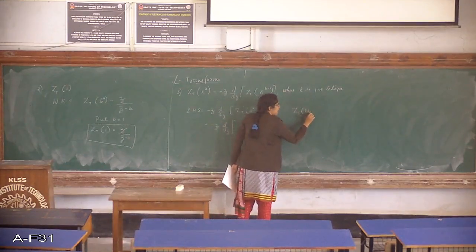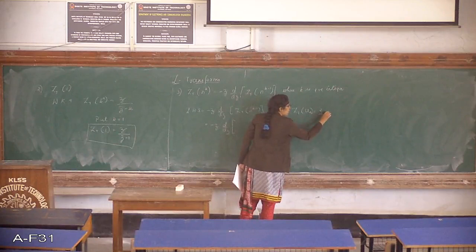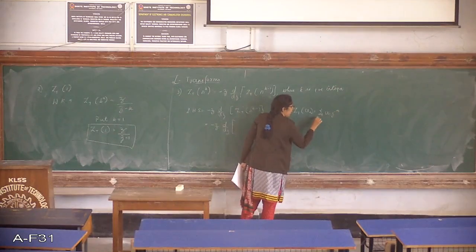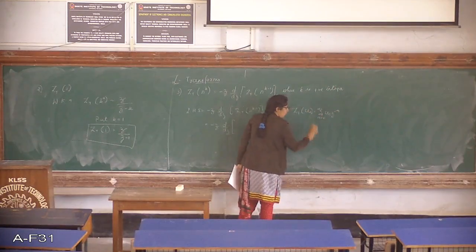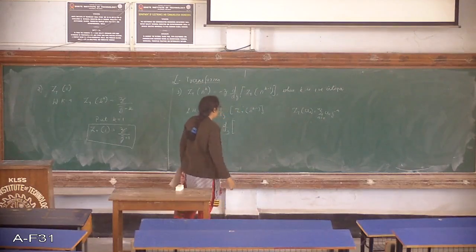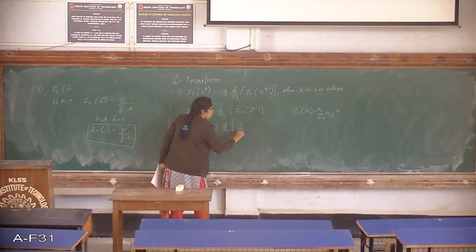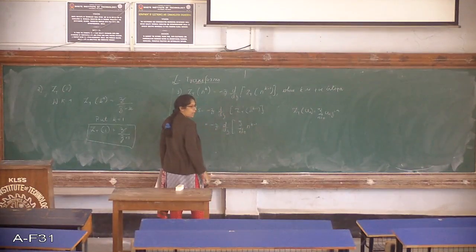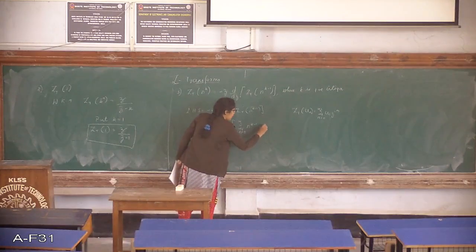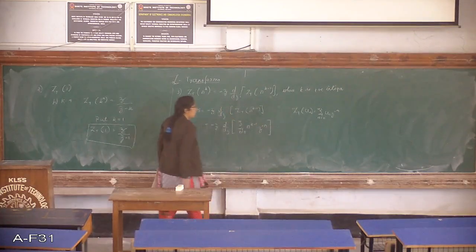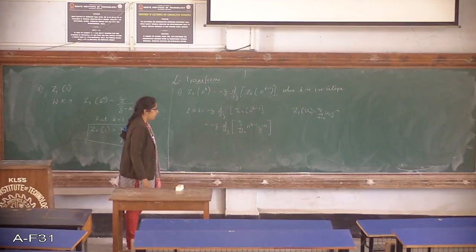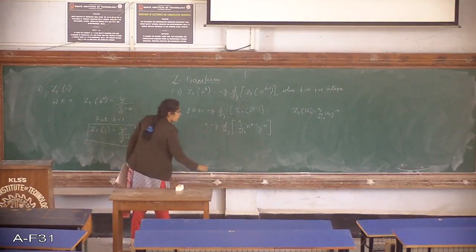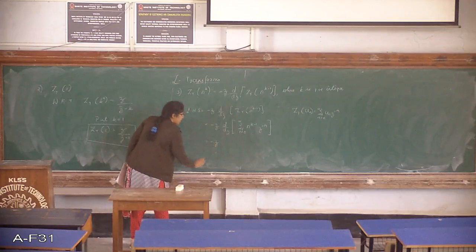un is nothing but summation un z raised to minus n ranging from 0 to infinity. By using this definition, I can write this as summation n is equal to 0 to infinity un taking the value of n raised to k minus 1 z raised to minus n. I have just taken it in terms of the definition of z transforms. So this can be minus z.